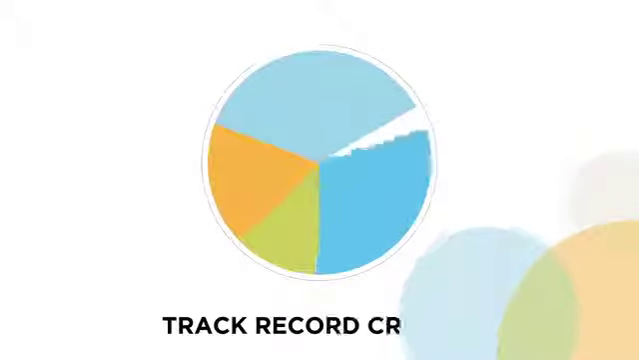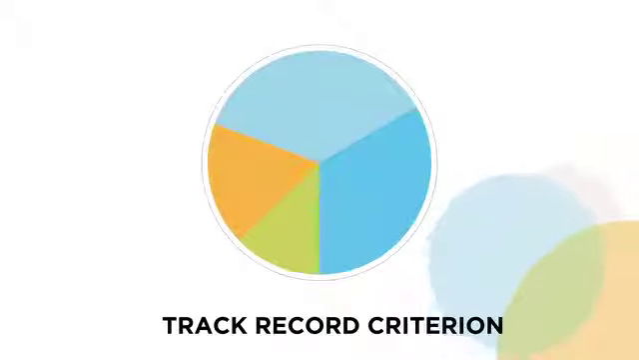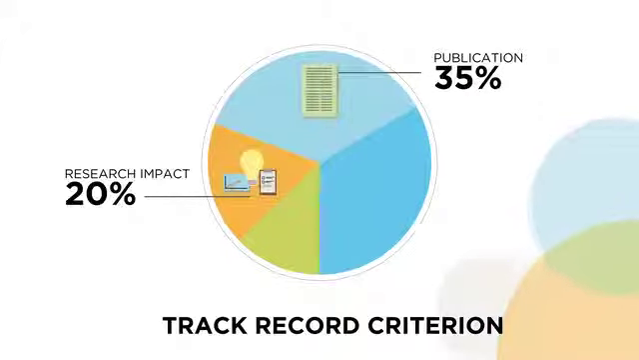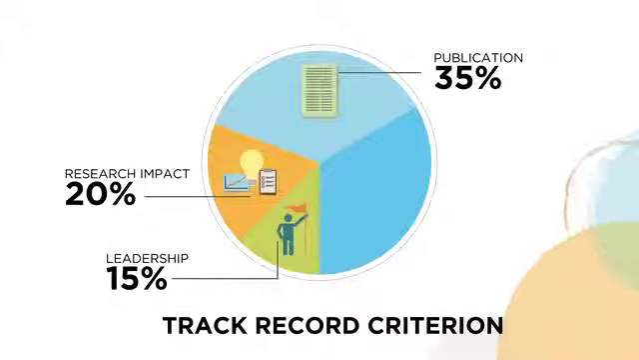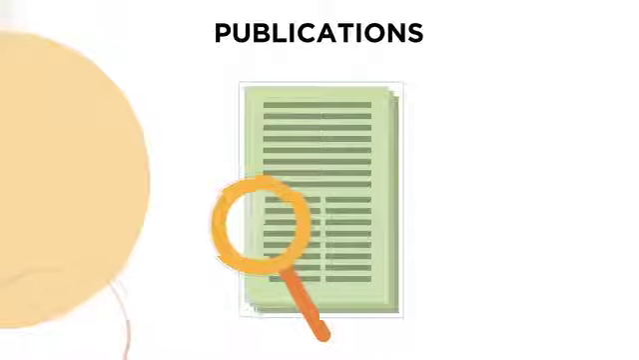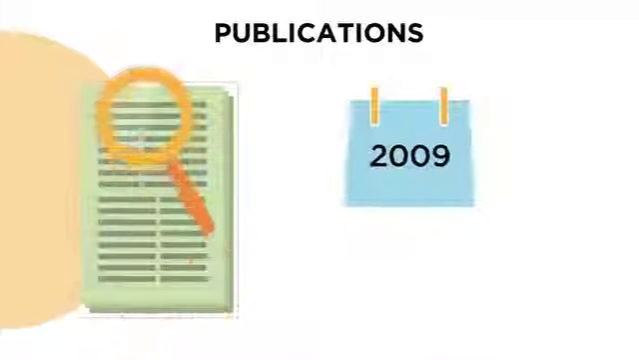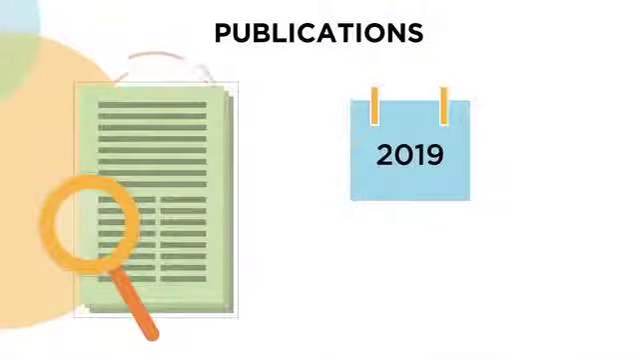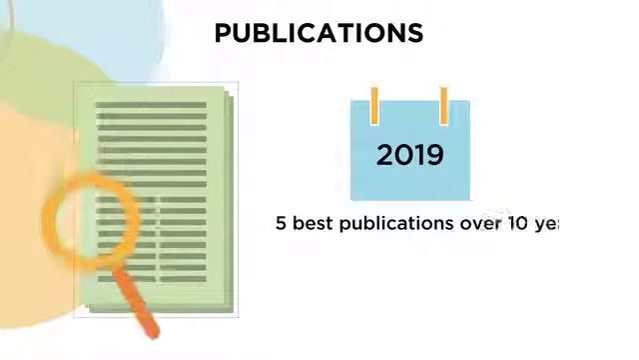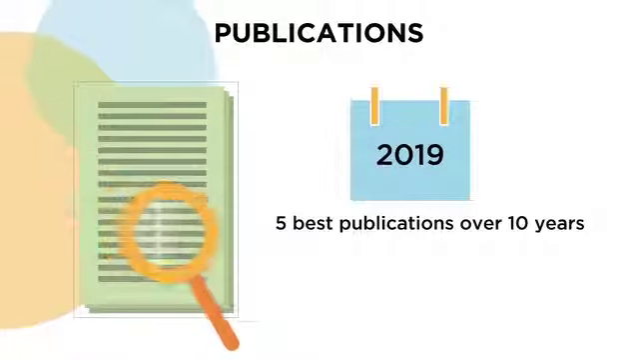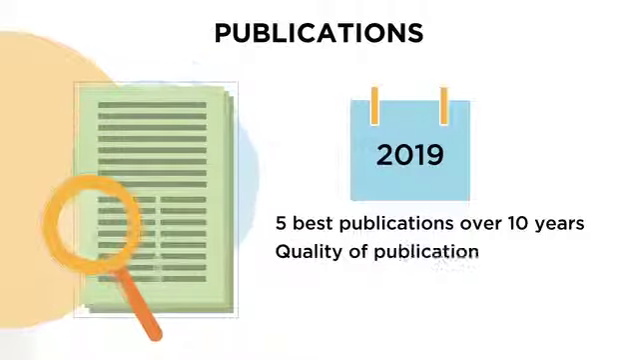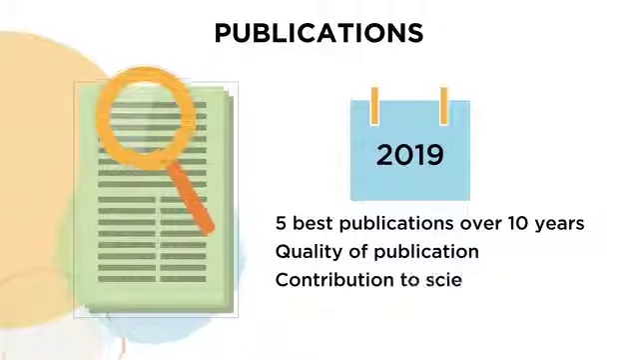The track record criterion consists of separate assessment of publications, weighted 35%, research impact, weighted 20%, and leadership, weighted 15%. Assessment of publications will consider the applicant's publications from the past 10 years, taking into account career disruptions, as well as the applicant's selection of their 5 best publications from those 10 years. Applicants must justify these selections, describing the quality of each publication and its contribution to science.